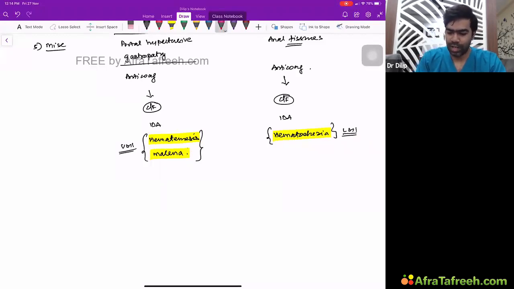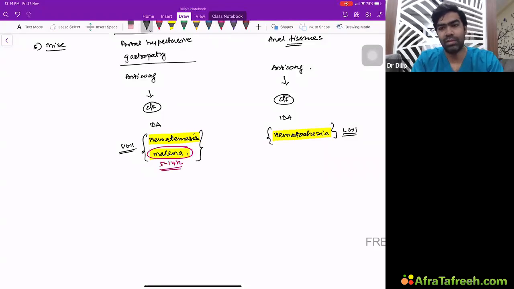To produce melena, you know very well that it needs some time for the blood to be oxidized. Only then can you produce that black tarry stool. The timing is very important: how long the blood should remain in the gastrointestinal tract so that the hemoglobin will be oxidized by the gastric acid to produce that black tarry nature. So what is the number? Typically it takes around 5 to 14 hours minimum. This is the minimum time the blood should be in the gastrointestinal tract to produce this black tarry nature, otherwise you won't get melena.